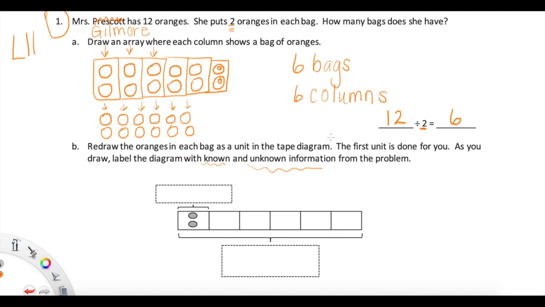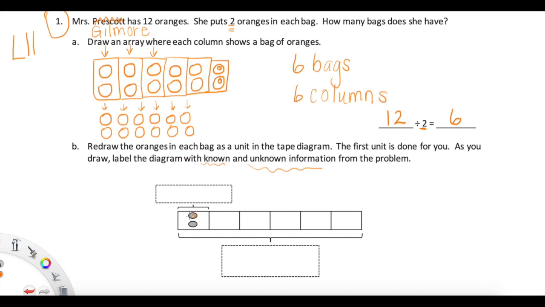The cool thing about this, friends, is that there's so many different ways that you can consider this problem. And we're going to take a look at this another way. Instead of an array, now we're going to look at a tape diagram. A tape diagram is just the fancy name for this rectangle chopped into smaller bits. Let's see what we're asked to do here. Redraw the oranges in each bag as a unit in the tape diagram. I like it. The first unit is done for you. As you draw, label the diagram with known, and unknown information from the problem.